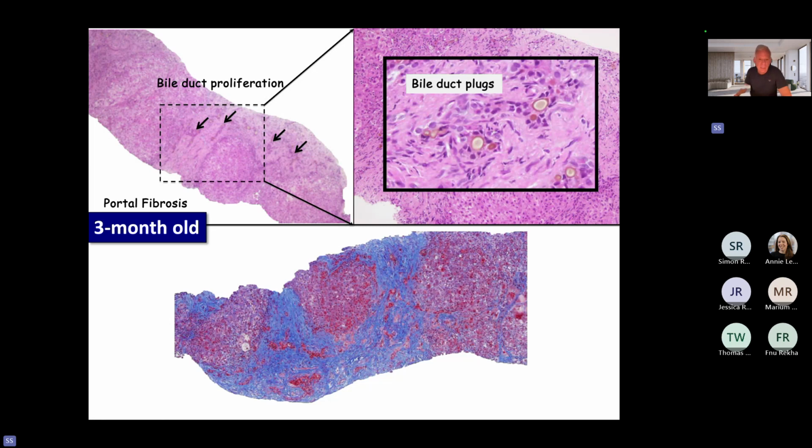And ultimately, untreated, this winds up like this. This is a trichrome stain, and you can see the blue, which represents fibrotic tissue. This is already cirrhotic.